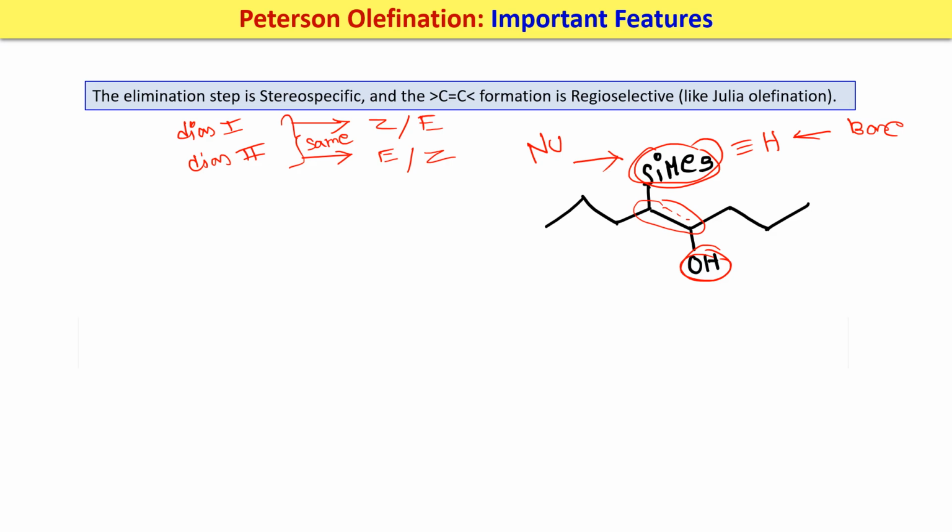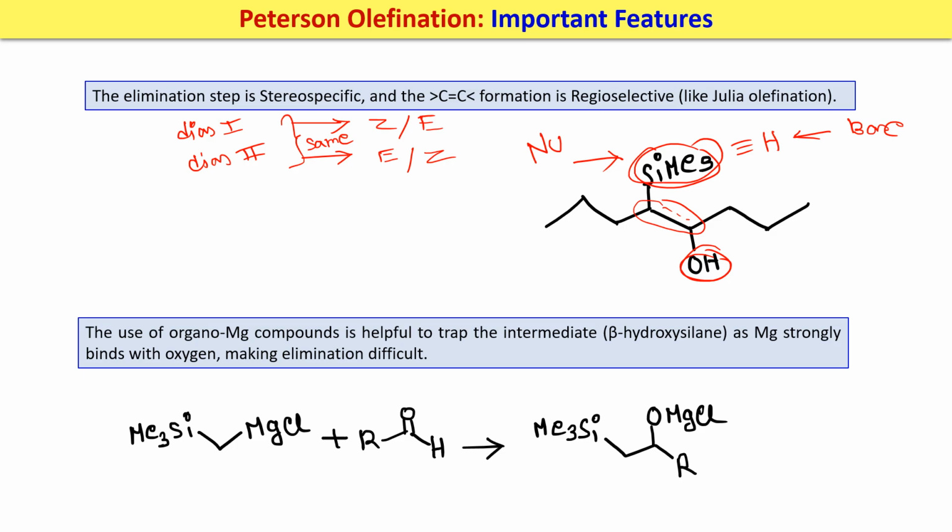Okay. The use of organomagnesium compound. Now this is very helpful if you want to trap the beta hydroxysilane. Now why is it so? Suppose your purpose is to make beta hydroxysilane first, you don't want to do one pot. Then you can use this organomagnesium compound. The reason is Mg strongly binds with oxygen. That means this bond is stable. So the further elimination step becomes difficult. It will not happen. You can trap it, you can isolate it. So this is the important point. If you want to make a separate beta hydroxysilane, you can use this method.